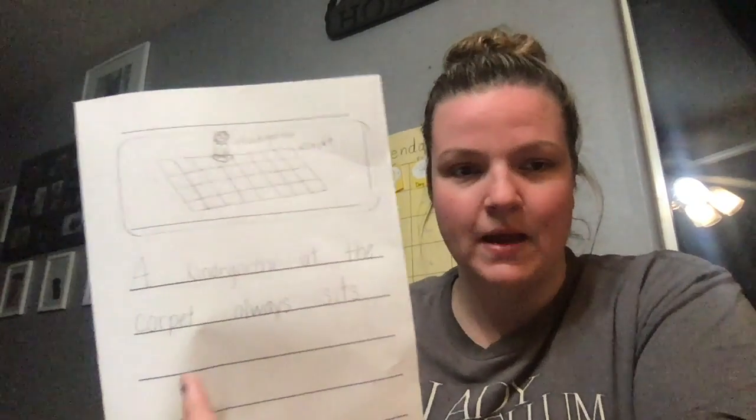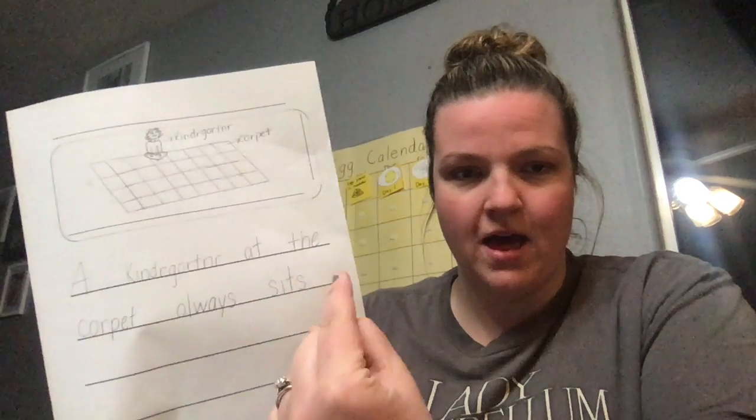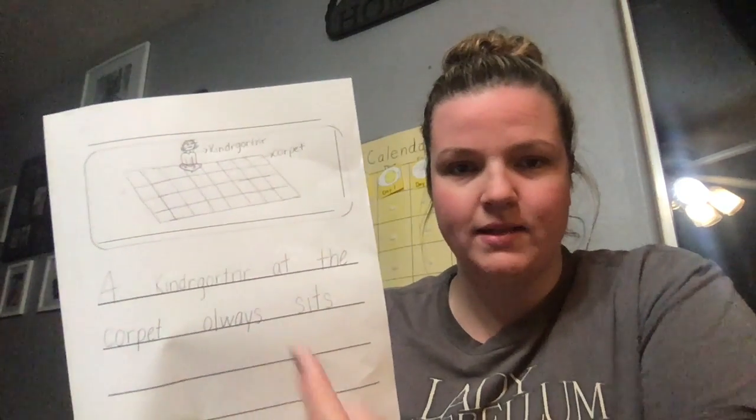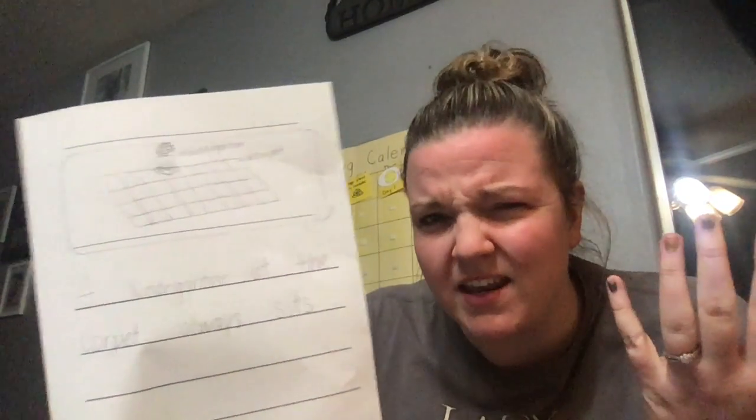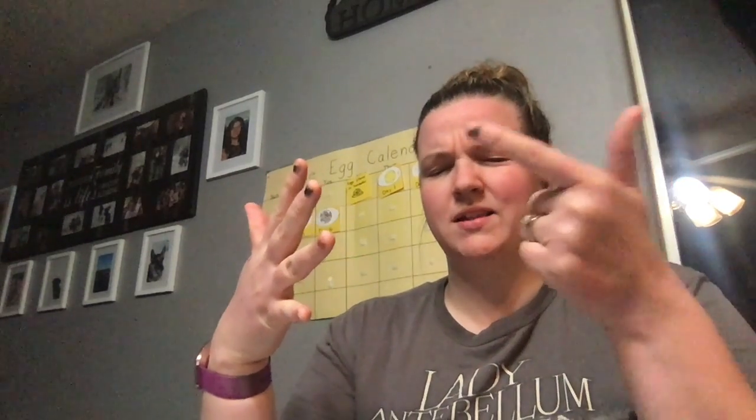Oh, yeah. A kindergartner at the carpet always sits on their head. I think I need to practice saying it again. A kindergartner at the carpet always sits kindergarten style. There's my 9. Kindergarten. Got it.